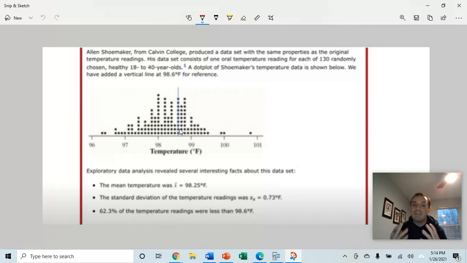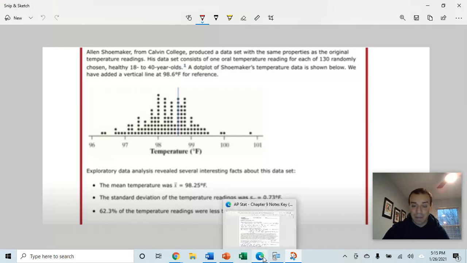And now what we do as statisticians is we say, okay, based on this information, the sample size of 130, a sample mean of 98.25, a sample standard deviation of 0.73, is that strong enough evidence to prove that the actual body temperature of humans is, for example, less than 98.6? Is this strong enough evidence? Does that sample mean, given that sample size and that sample standard deviation, provide strong enough evidence to make that claim? And that's what we do in statistics. That's what running a significance test is all about.